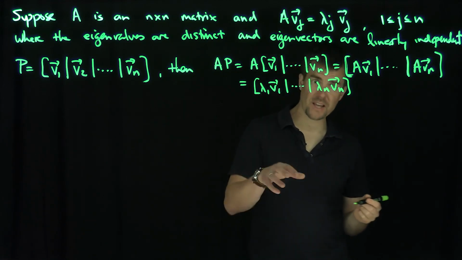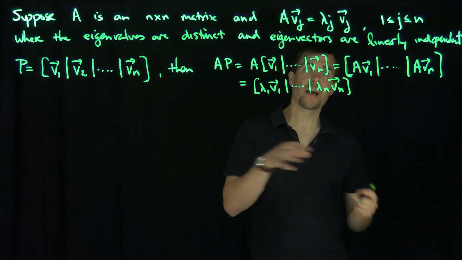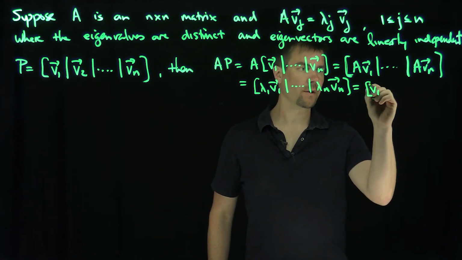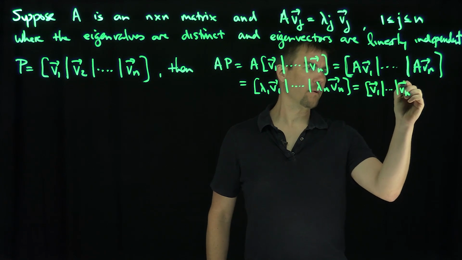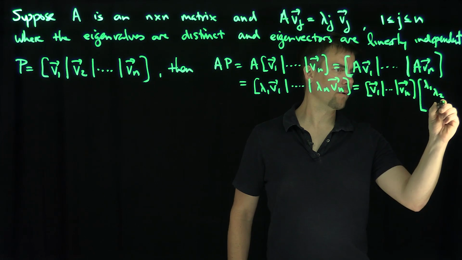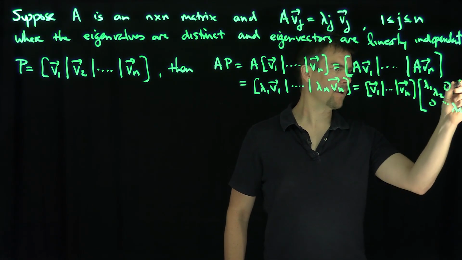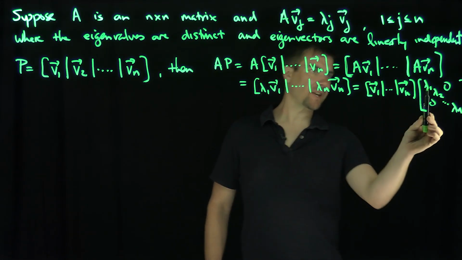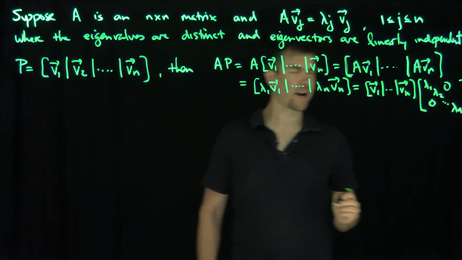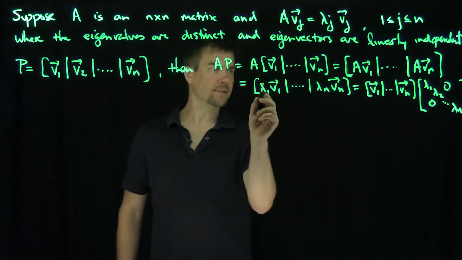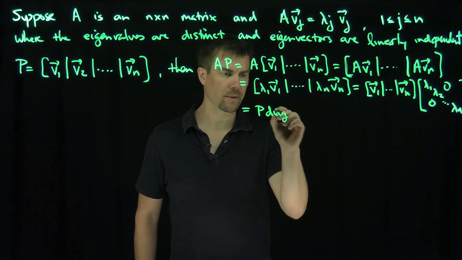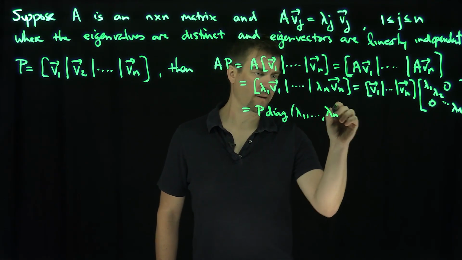Now, of course, if I want to scale a column, I have to multiply by an elementary matrix on the right. So this is exactly equal to V1 down to Vn, and then a diagonal matrix with lambda 1, lambda 2, lambda n. This diagonal matrix scales the first column by lambda 1, the second column by lambda 2, et cetera. So we've just proven that A times P is equal to P times the diagonal matrix with entries lambda 1 through lambda n.